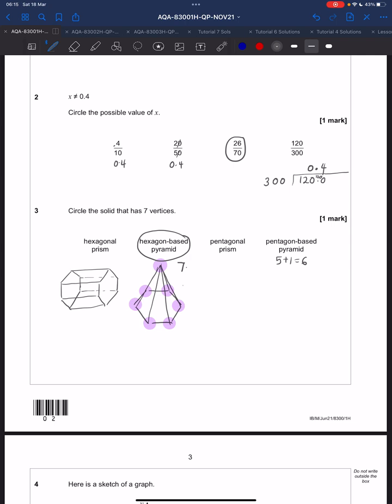So actually, if you count up the vertices, you've got 6 on this end and 6 on that end. So that one's got 12. And the pentagonal prism has a pentagon on each end, so that's going to have 10. So our answer is the hexagon base prism.